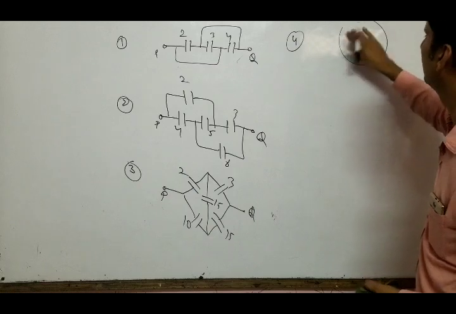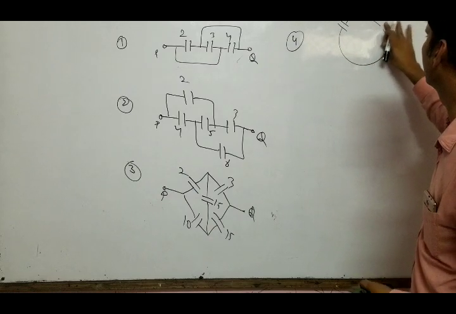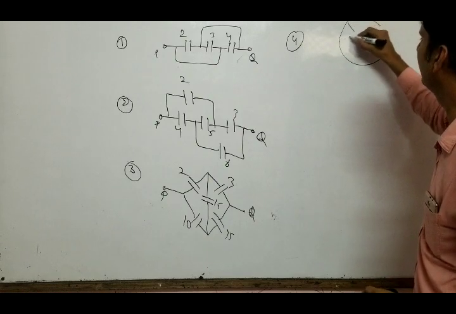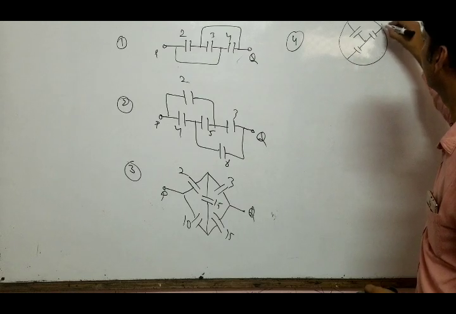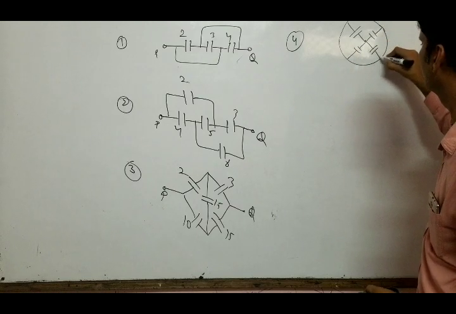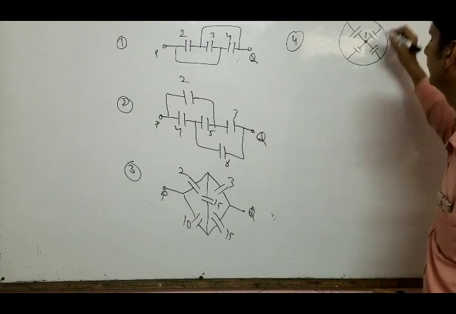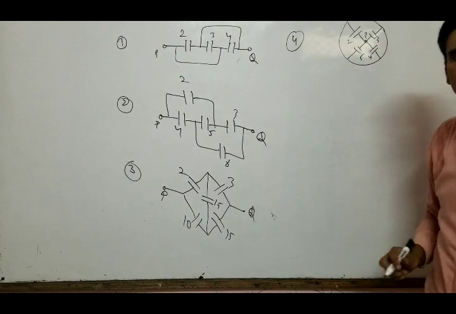If I have got a capacitor over here, I've got a capacitor. Let's do it that way. Can you do this? This is point P and this is point Q, and this is 2, 3, 4 and 5. Can you do this question?